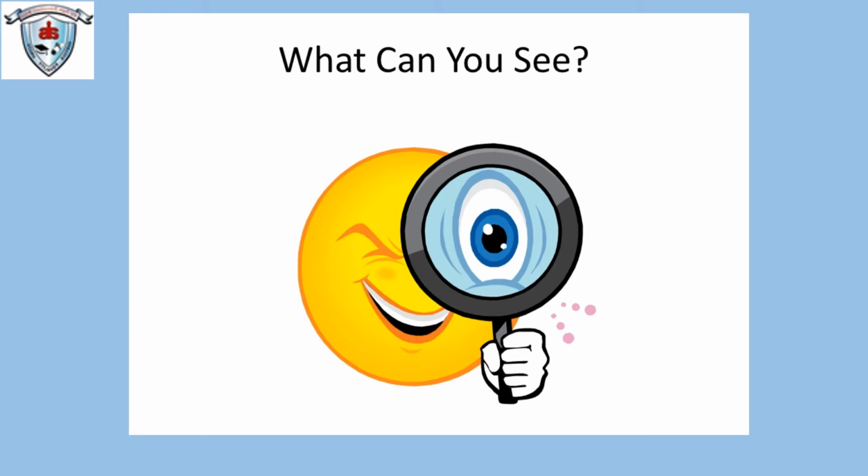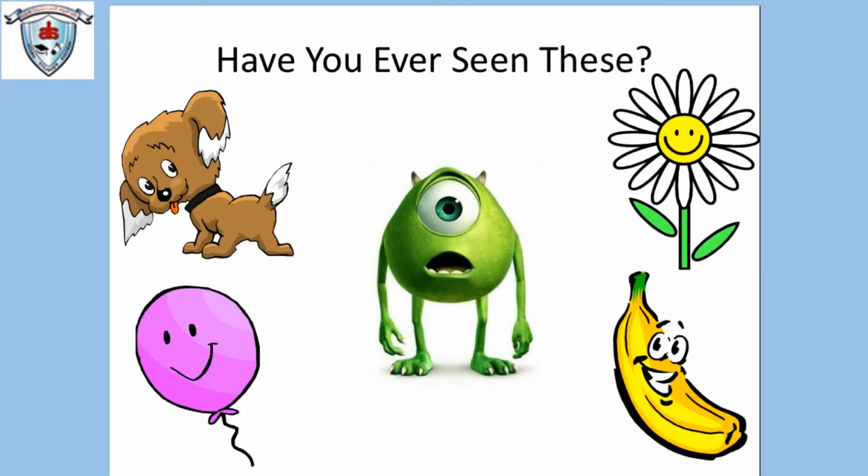Let me show you some things that we can see. So now we are going to see some things which we can see around us. Now look at this picture. Have you ever seen this? Yes, we have seen a puppy, a flower, a balloon, a banana, right? And when we see things, we can know the size, the shape, the color of these things, right? Because we can see with our eyes.